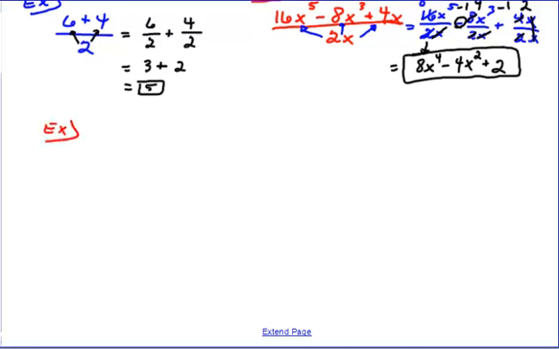Okay. How about this one? This is one of the you-try-it exercises, just FYI. I had to stop for my technology. There we go.